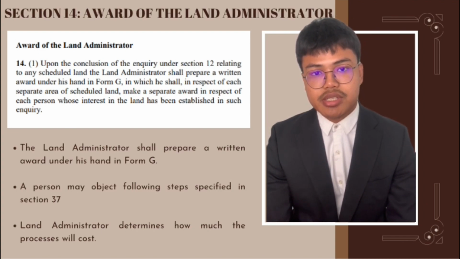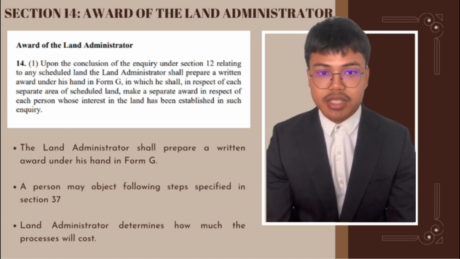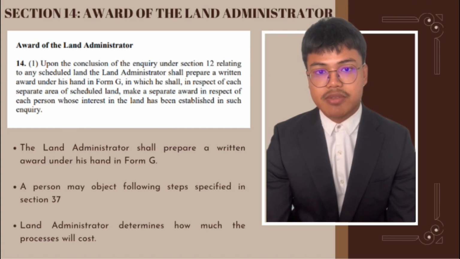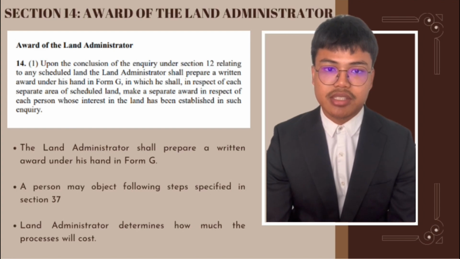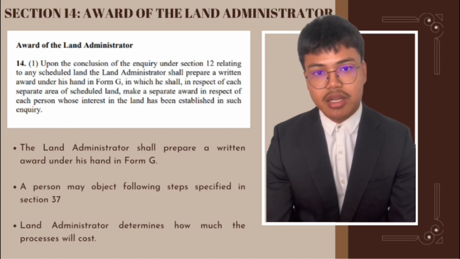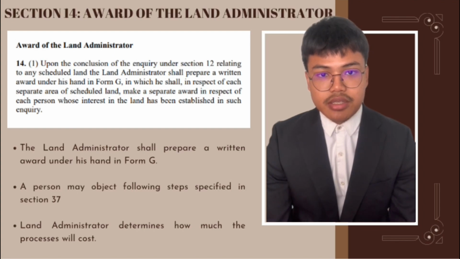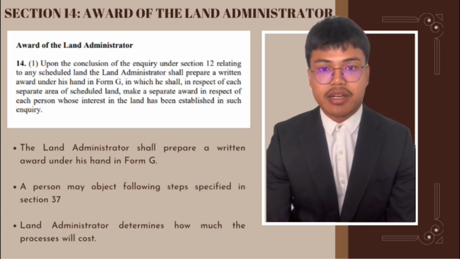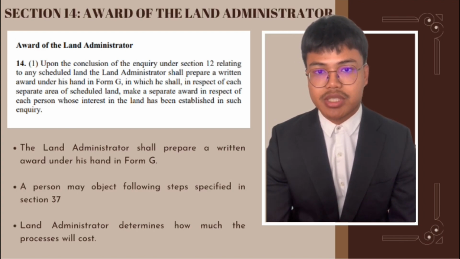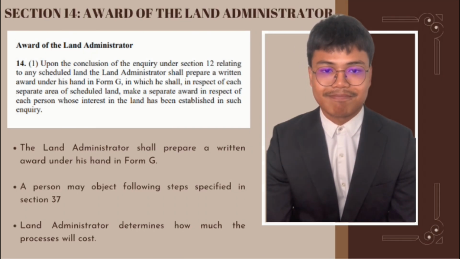So, in conclusion, this section tells you that the land administrator creates a formal award, that is Form G, following the investigation that specifies the compensation and apportionment for each person with a confirmed interest in the scheduled land. The award is conclusive and serves as proof of the extent, worth, and distribution of the compensation for the land. There are rules governing how tolerable area disparities must be, and the land administrator determines how much the process will cost. So I hope it's clear for all of us about this section.